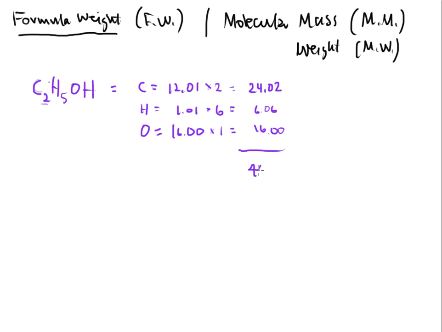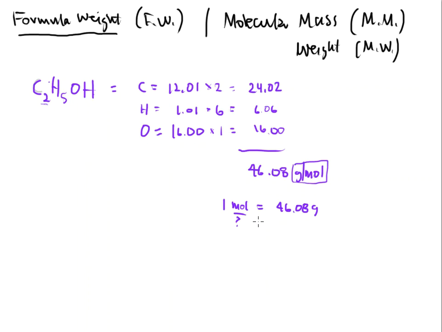So this is 46.08. And all of these are in grams per mole. That is the unit that formula weight or molecular mass or molecular weight carries with it. So that means 1 mole of this substance is 46.08 grams. Now, what is a mole?